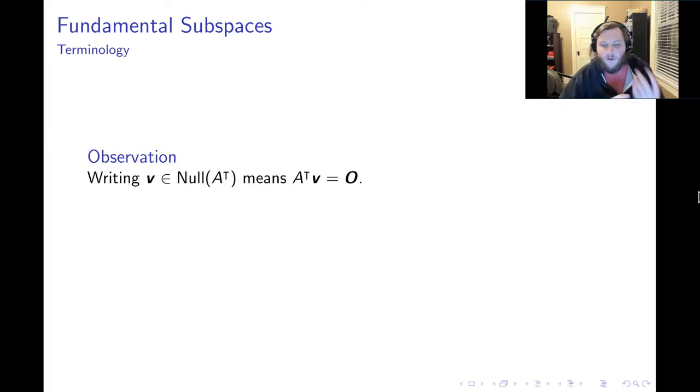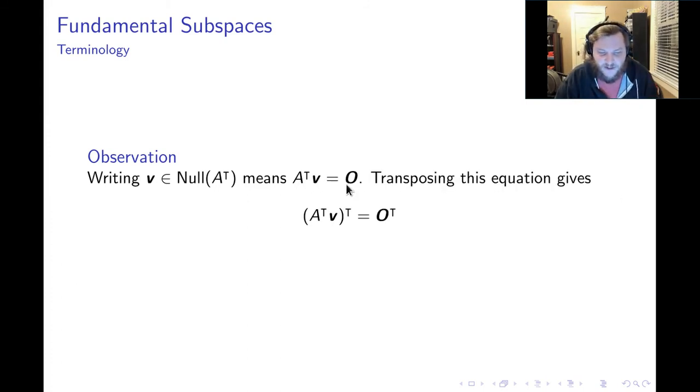Now, there's some terminology that we'll be using, and I want to justify the terminology. So ask yourself, what does it mean to say that a vector is in the null space of the transpose? Well, what that means is that if we transpose A and multiply by V, we produce the zero vector. Now what I'm going to do is transpose this whole equation. So I'm going to transpose A transpose times V, and I'm going to transpose the zero vector.